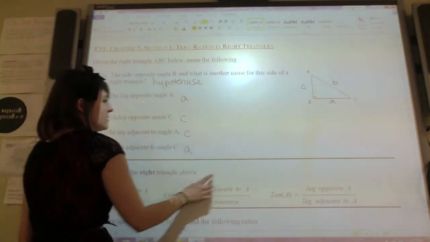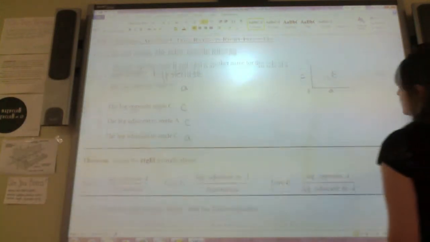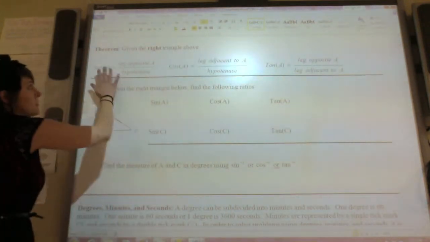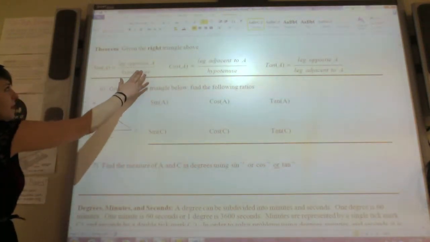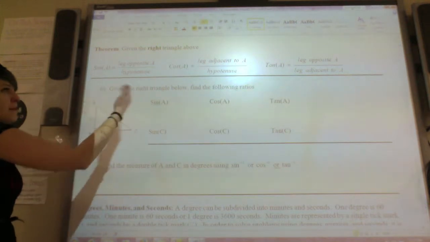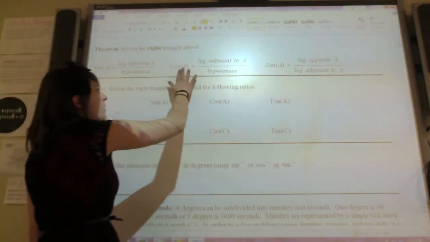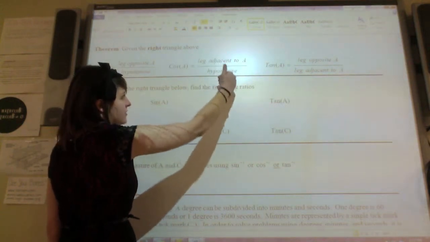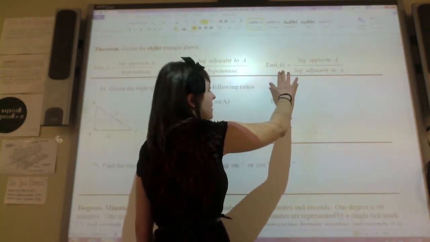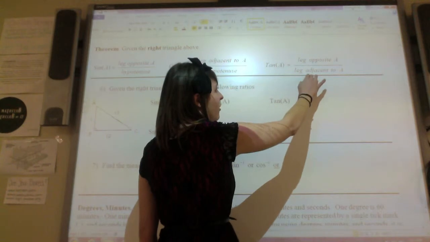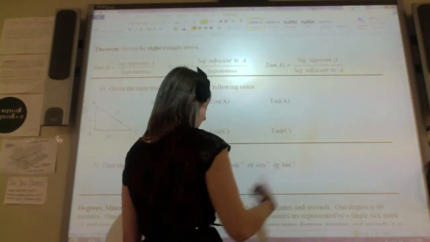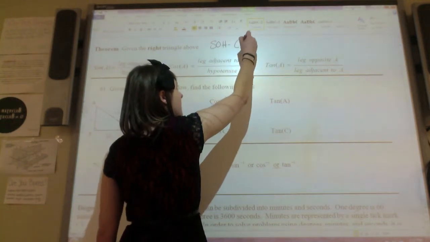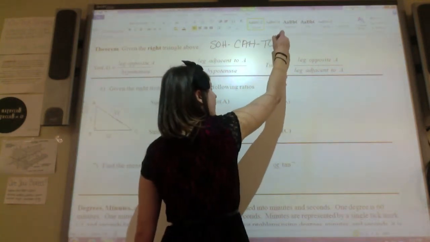So this leads us to our SOHCAHTOA. So sine is the leg opposite of A over the hypotenuse, so we say opposite over hypotenuse. The cosine is the leg adjacent to A over the hypotenuse, so that's adjacent over hypotenuse. And the tangent of A is the leg opposite of A over the leg adjacent to A, so that's opposite over adjacent, which is just our SOHCAHTOA.